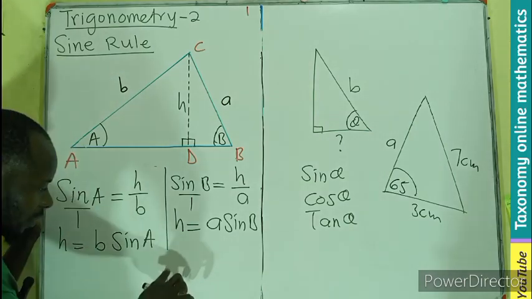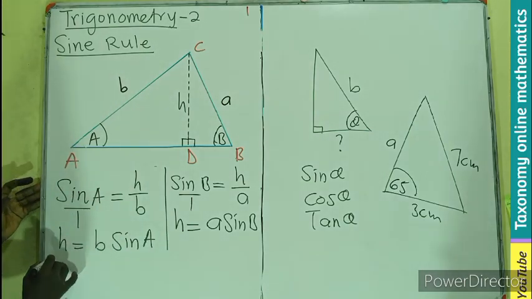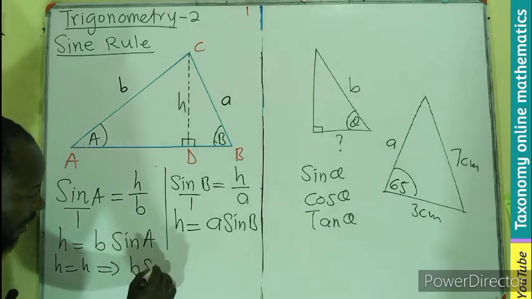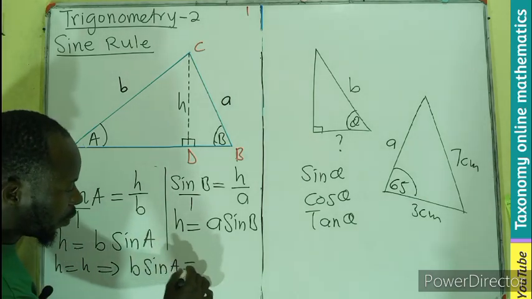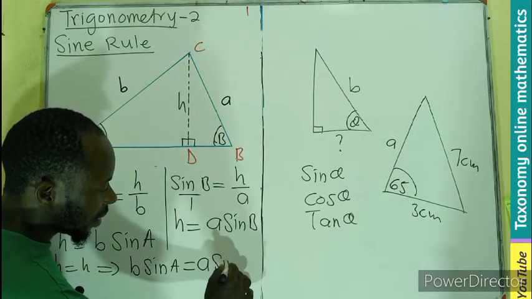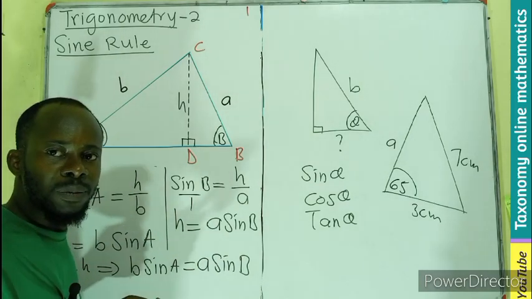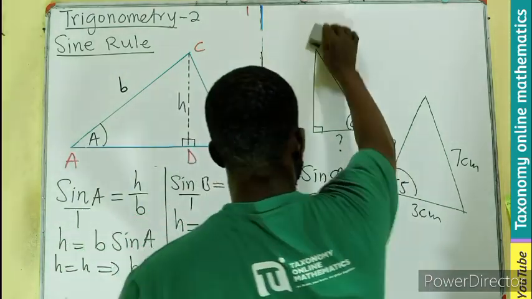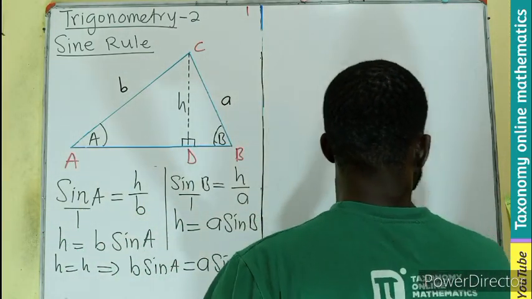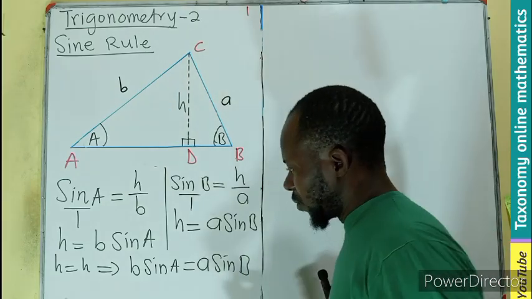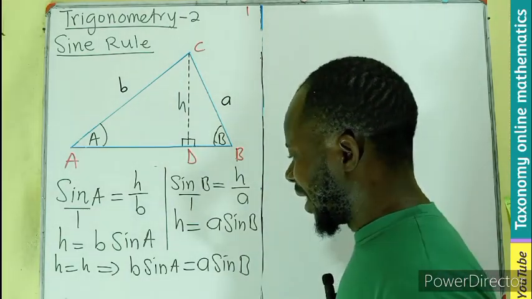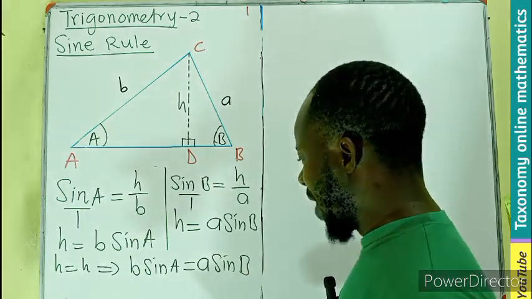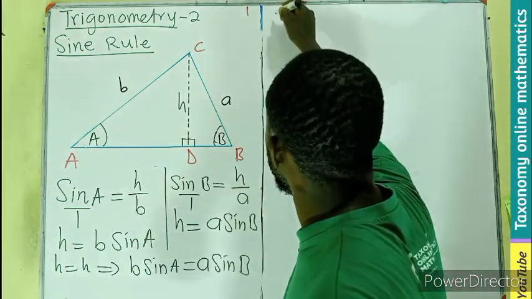So in this case, we can say that h equals h implies that B sine A will be equal to A sine B. You can see these two terms are multiplying, so we can write a ratio out of that, right? Good. So if we divide both sides by B, we can also divide both sides by sine A. So let's see.